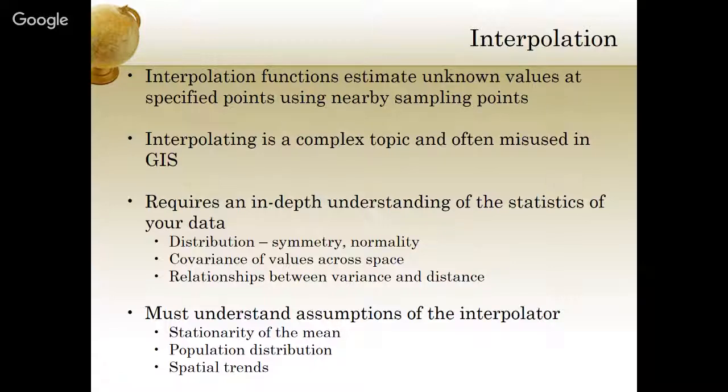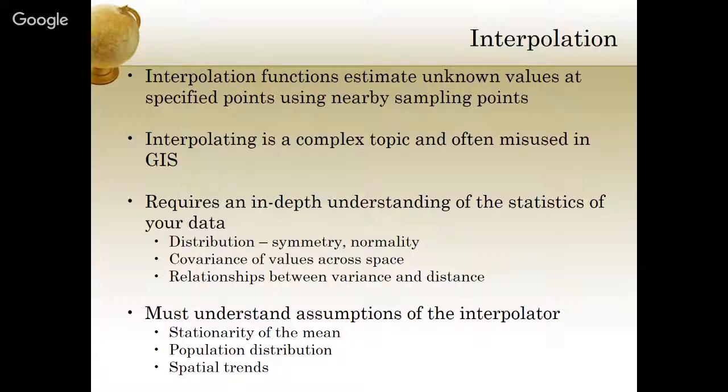Interpolating, generally speaking, is a complicated topic. It's one that's easy to do in GIS. It's easy to use the tools that interpolate data, but because it's so easy to do, it's very often abused or used incorrectly. So generally speaking, interpolation requires that you understand the distribution of your data very well. So basic summary statistics, is it normal? Is it symmetric? Is it skewed? Is there a relationship between values in space or a covariance of values across space?